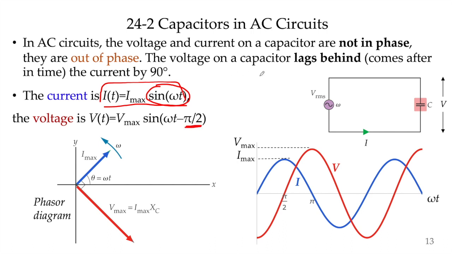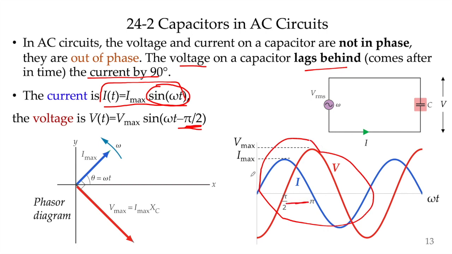Here it says the voltage lags behind the current by 90 degrees. So if this is the current, then lagging behind, coming after by 90 degrees, means you add a negative pi over 2 here. The voltage is coming behind the current. Now, you can look at the sine waves plot to find the phase difference.